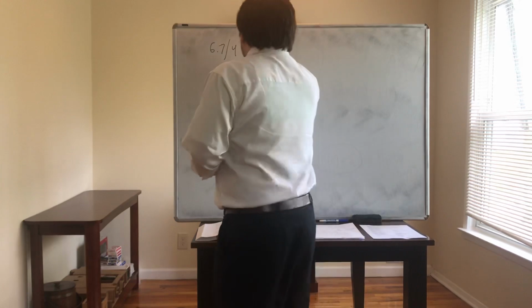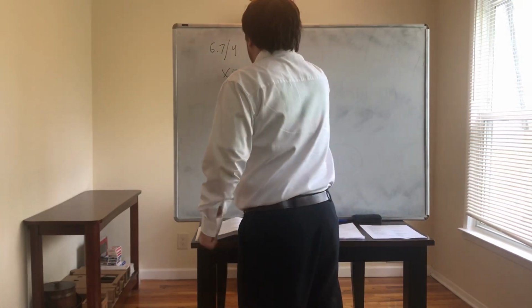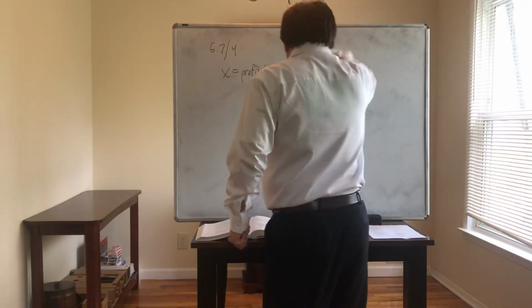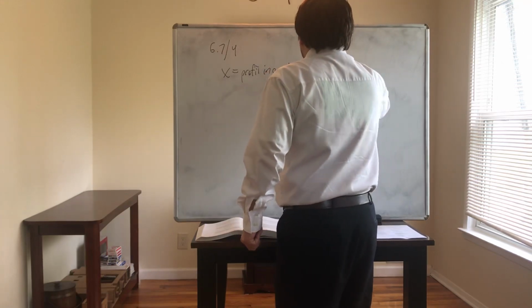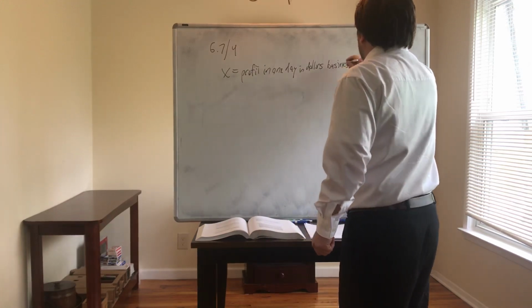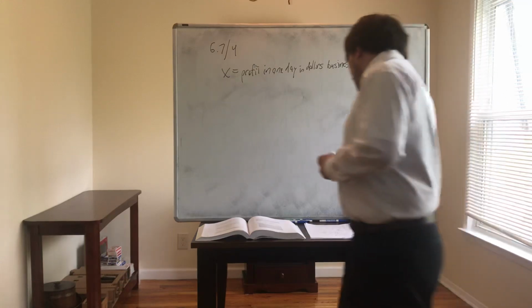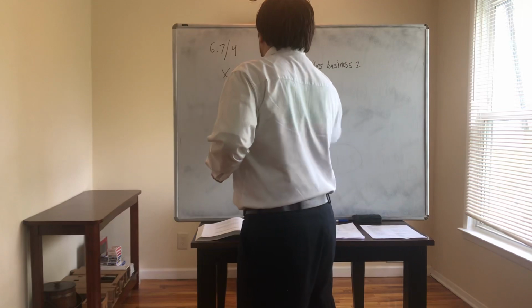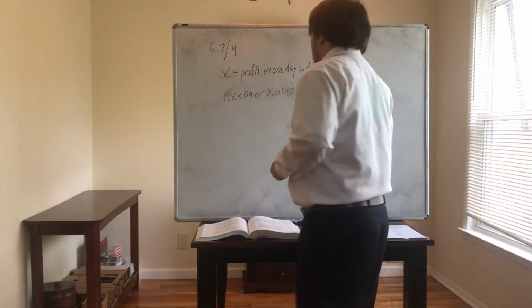So I'm going to let X equal the profit in one day in dollars for business 1. And so we want to know what is the probability that X is less than 60 or X is greater than 140? That's what the probability is, right?